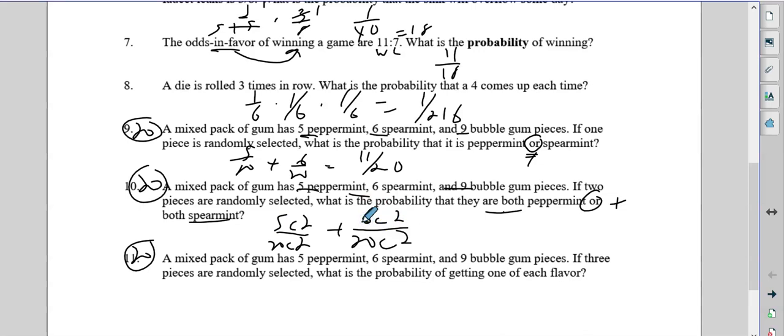So that ends up being 1 over 19, and that's for the peppermint, plus 3 over 38. Now, 1 over 19, when you get a common denominator, is the same thing as 2 out of 38. So 2 out of 38 plus 3 out of 38, which gives us 5 out of 38.